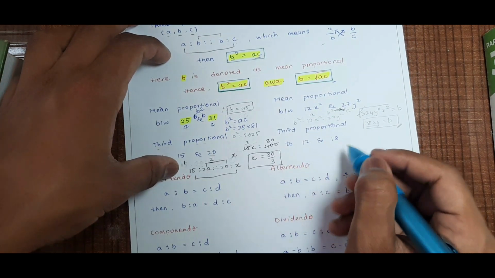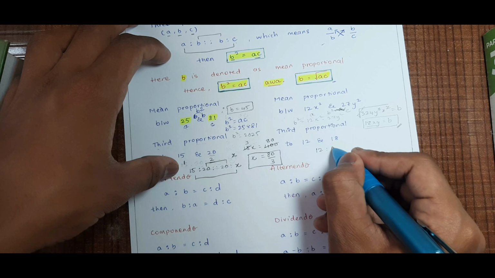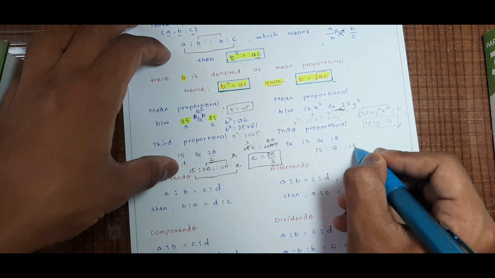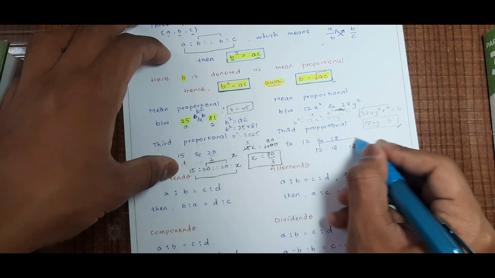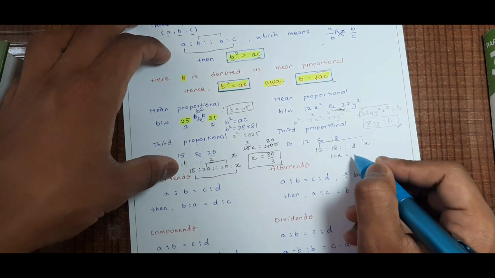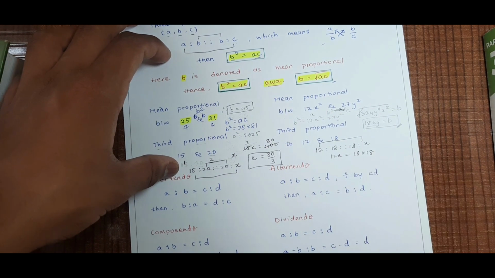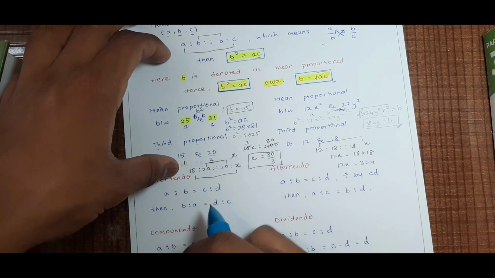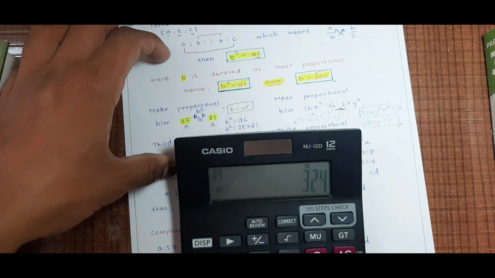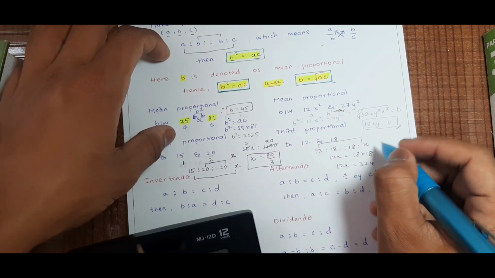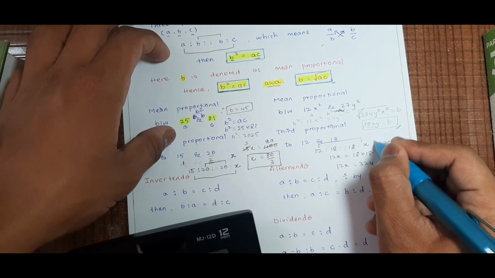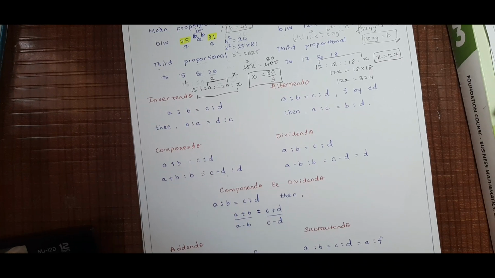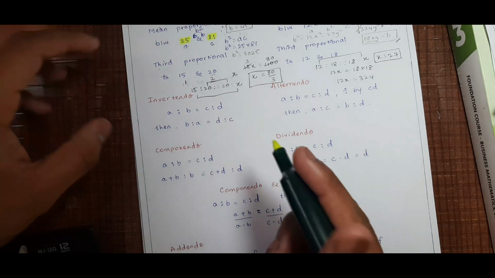Third proportional to 12 and 18. 12 is to 18 as 18 is to x. 12x equals 18 into 18. 18 into 18, 12x equals 324. 324 divided by 12 equals x. x equals 27. Now in proportions, let us go through some fundamentals.